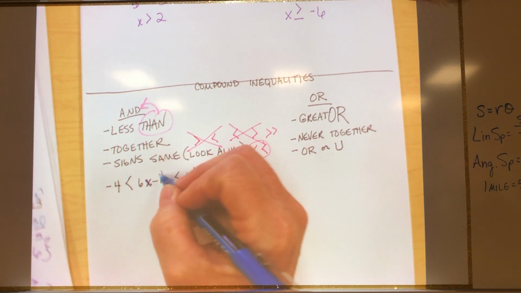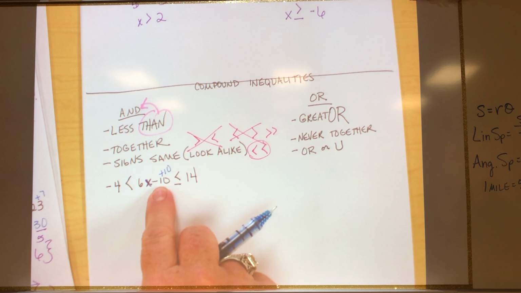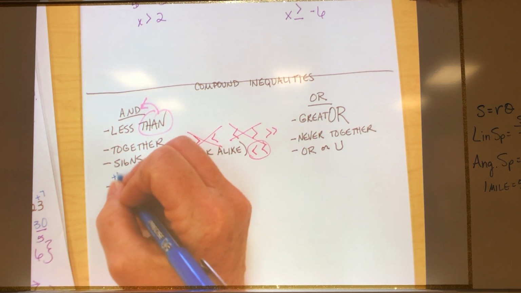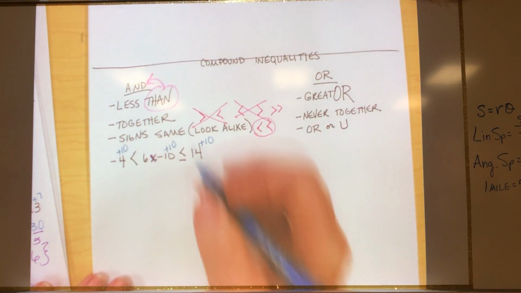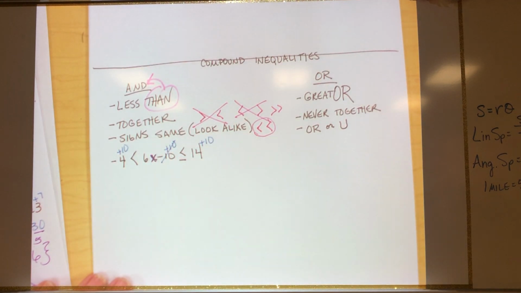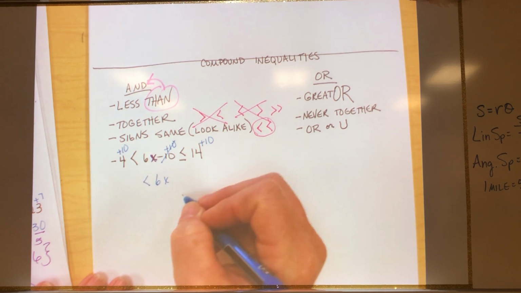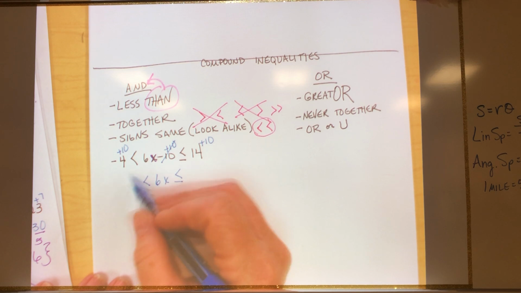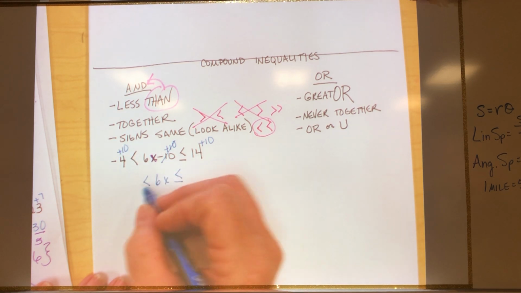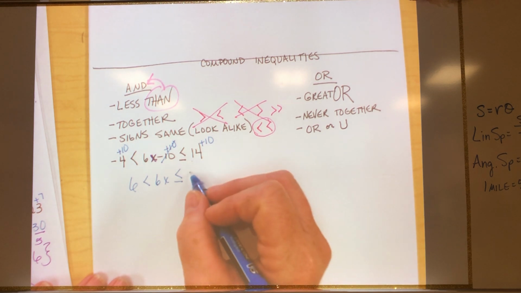So I'm going to add 10 here so that this goes away. But if I add 10 in the middle, I got to add 10 on the left, and I have to add 10 on the right. That's crazy. Okay, now this is gone. You're left with 6x in the middle. On the left, what's -4 and 10? On the right, what's 14 and 10?